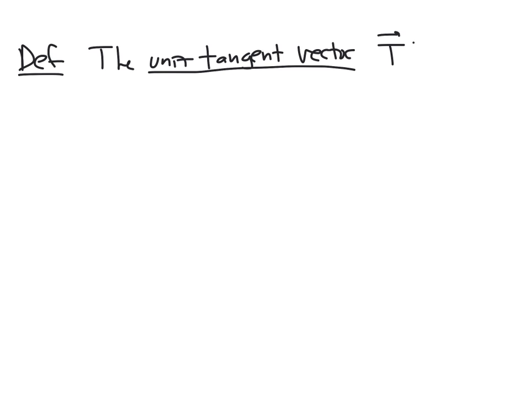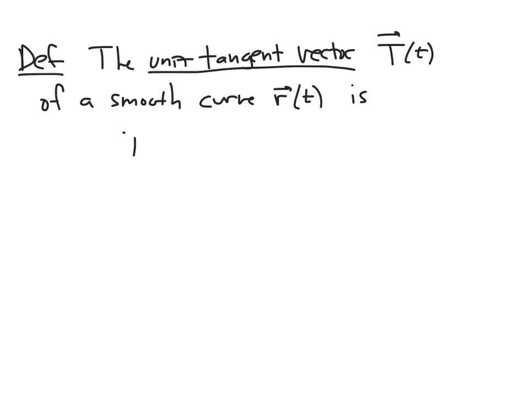So we'll give this a formal definition. We're defining the unit tangent vector, which we're going to denote with a capital T. So T of t, for a smooth curve given by r of t, is the vector that we just developed: r prime of t divided by its magnitude. And this is for any point t. So we've defined it not just at a particular point, but at every point at which this curve is smooth.